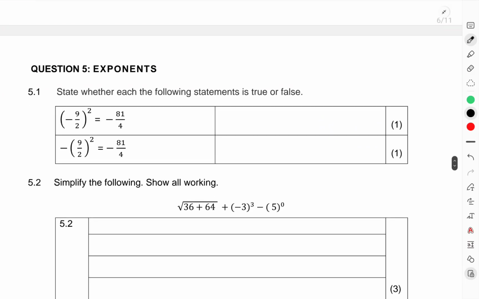Now let us go to question 5. Question 5 says exponents. State whether each of the following statements is true or false. Here you have to write true or you have to write false. Starting with the first one, obviously we know if this number is even and whatever is here is negative, this particular part will become positive. Therefore I have positive 81 over 4, which is the same as negative 81 over 4.